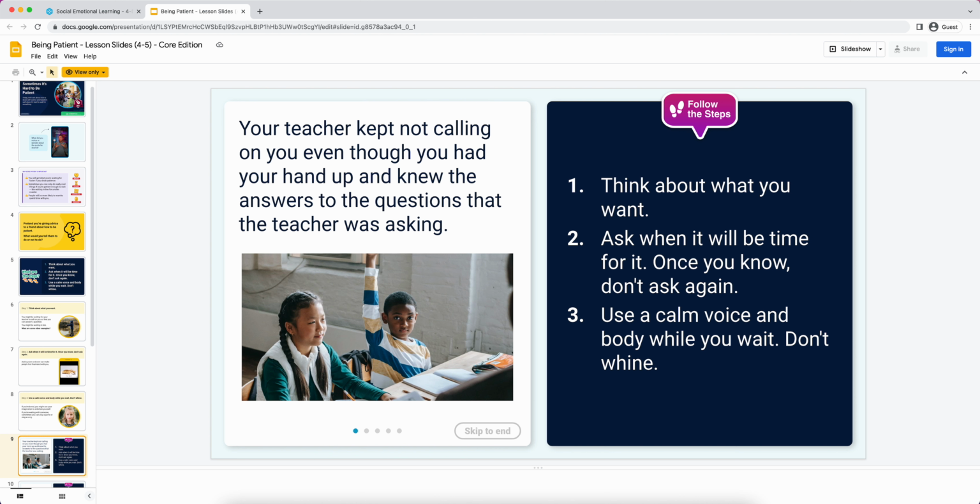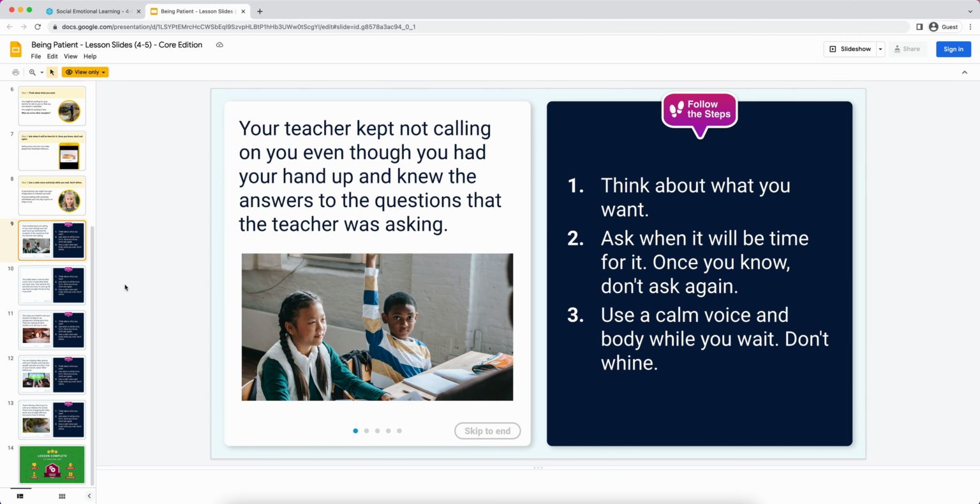So you're going to have 5 situation cards, and those dots on the bottom help me as the teacher track which one I'm on, so that I know, for pacing purposes, how much of this lesson is left. And I would just read this one. And then the point here is an I do, we do, you do. And for this first one especially, I want it to be an I do. So let's look at this scenario. Your teacher kept not calling on you even though you had your hand up and you knew the answers to the question that the teacher was asking.